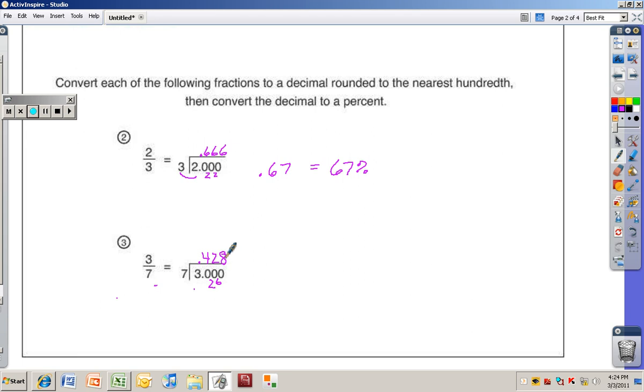8. Now at this point, if you know for sure it goes in 8 times, you don't have to worry about figuring out what the leftover is. I just need this number so I can know what to do with the 2. The 8 isn't even that important, right? Because we're going to throw the 8 out anyway. So this rounds to what? 0.43, which is equal to what percent? 43%.